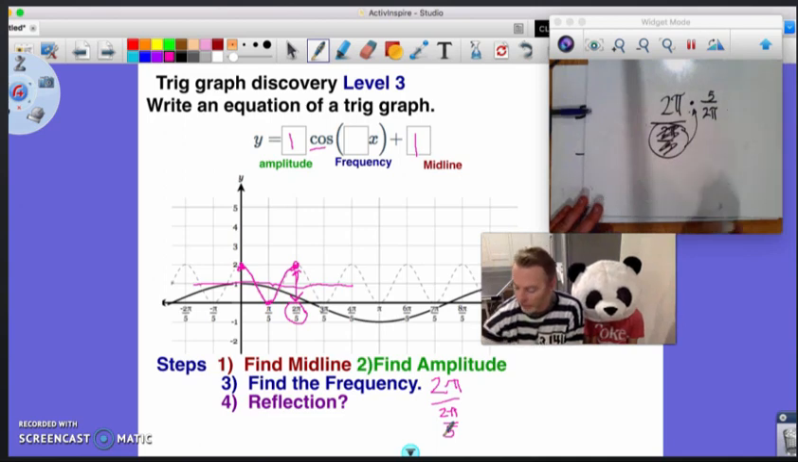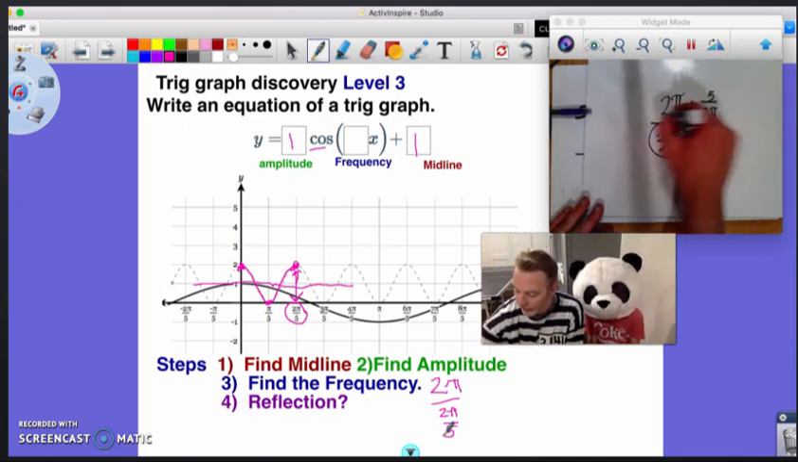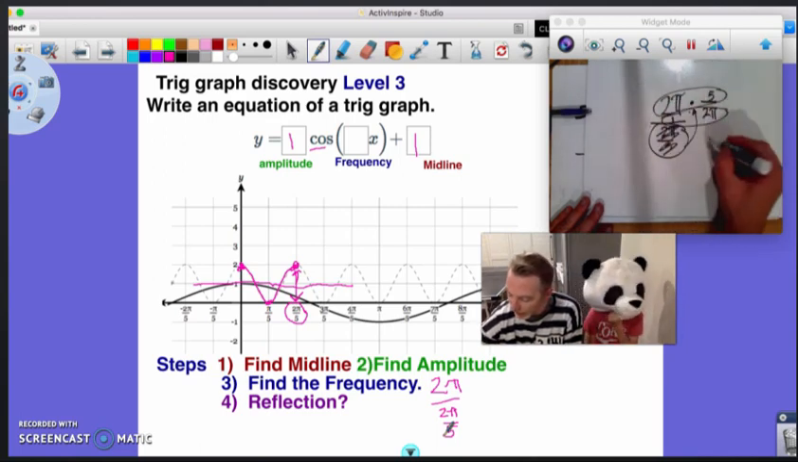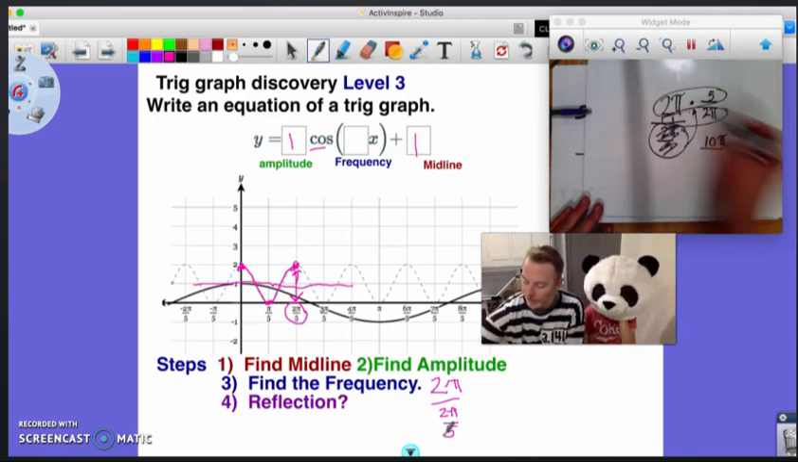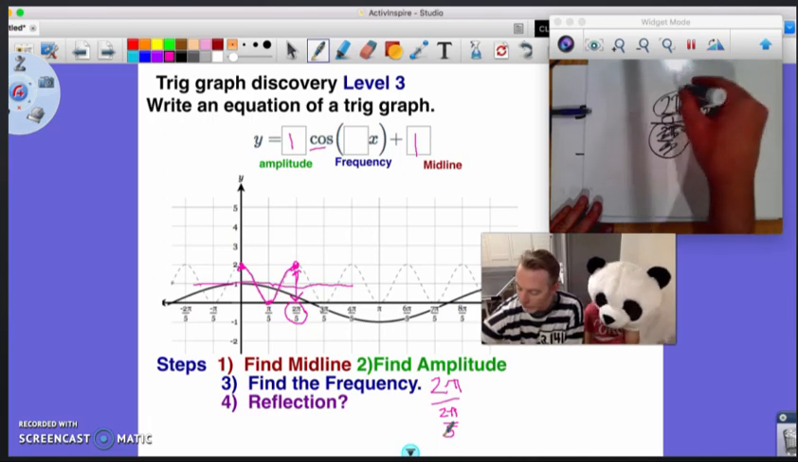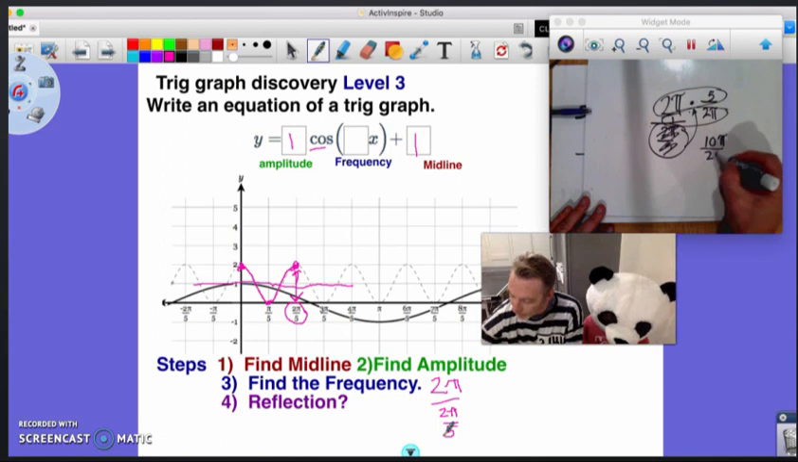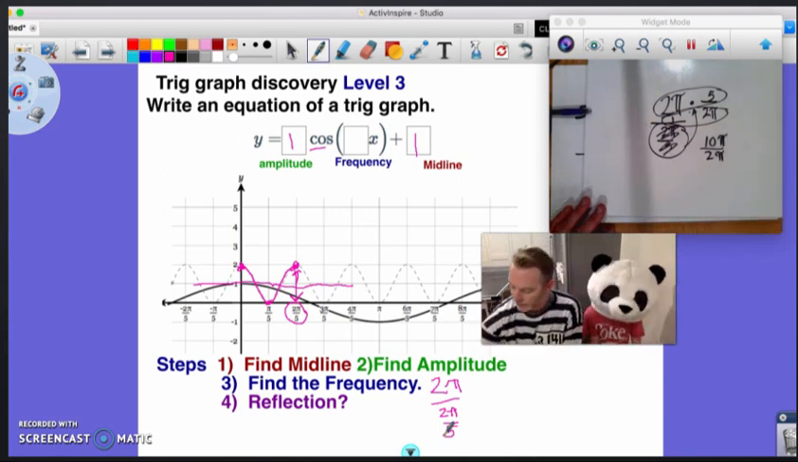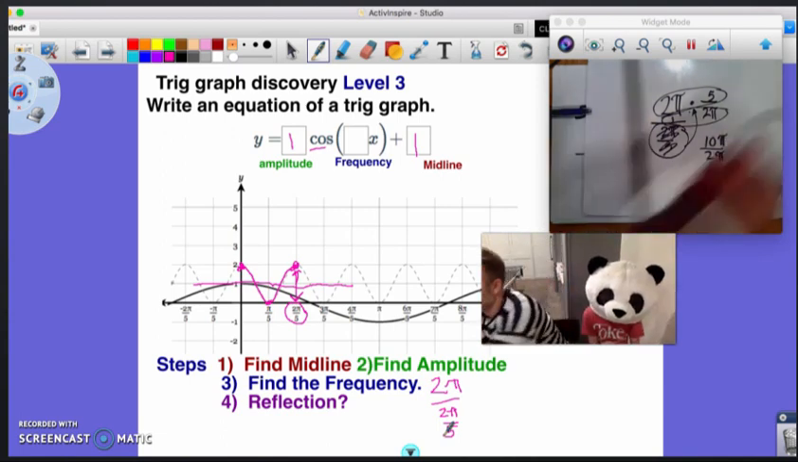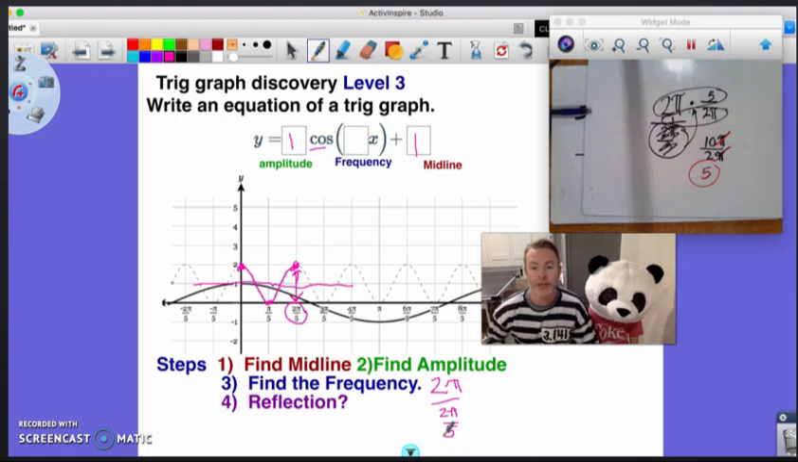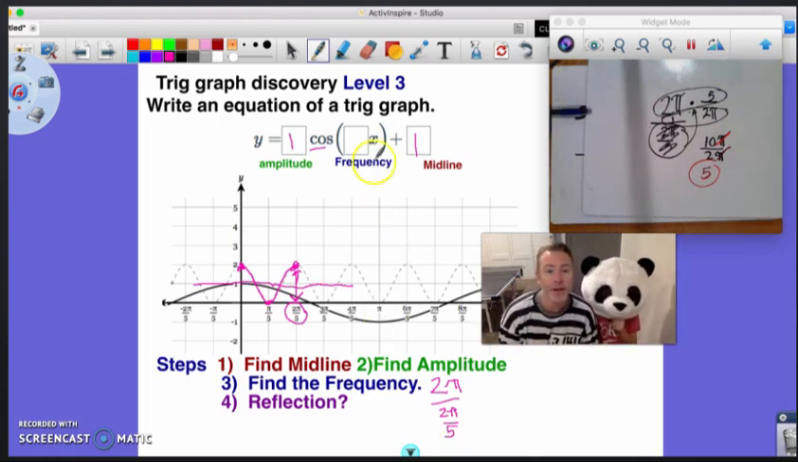What does that look like? Well, this is not a fraction, so we create that as a fraction. And we multiply the tops, multiply the bottoms. That's 10 pi. 2 times 5 is 10, so 10 pi. And the bottom is 1 times 2 pi, which is 2 pi. And now we're just going to reduce here. I'll use a different color to show you. Cancel, cancel. 2 goes into 10 5 times. That's our frequency. So that number right there goes right in front of x.